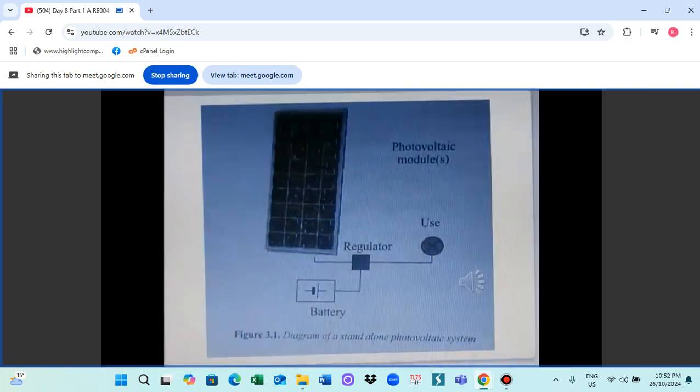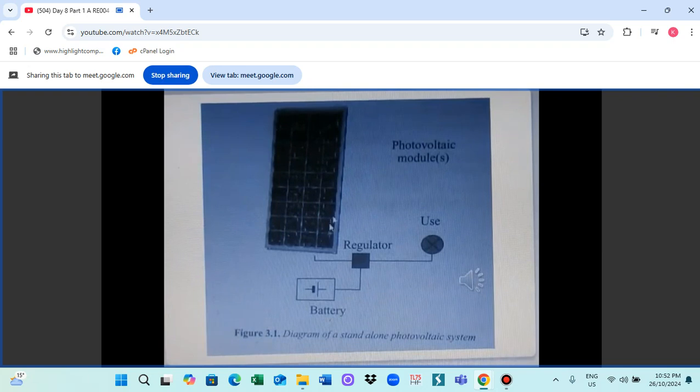This is a typical example of an energy storage system. Solar cells produce electricity, and the electricity is connected to the battery. We provide a regulator so the energy can be regulated, and the battery will charge and supply the load.